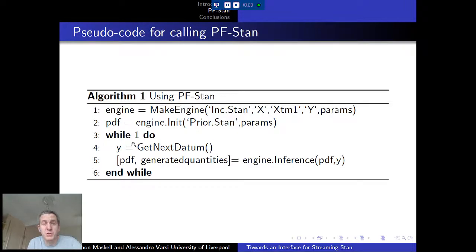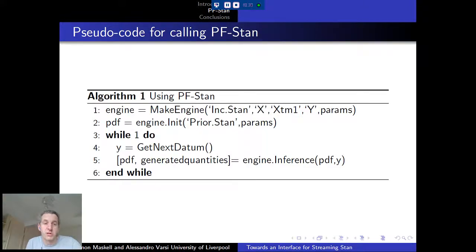And then the crucial bit is we have a while one loop that goes on forever, and every time it goes round, it gets the next data point, and then it does inference using the PDF that you had from the previous time step as the prior, or the recursive input, and Y as the input measurement, and it generates a PDF and perhaps some generated quantities, not shown above, terribly sorry, we'll do that later. And the PDF is then fed round in the next iteration of the while loop to the input.